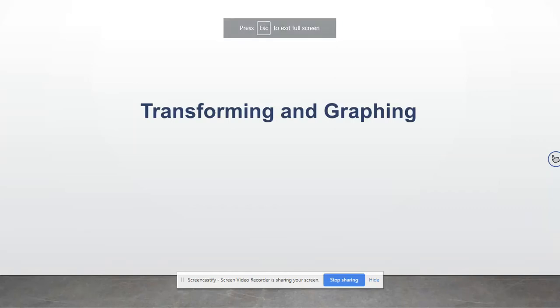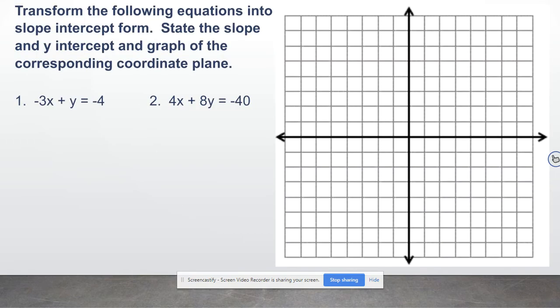Hi gang, today we're going to continue rewriting equations into slope-intercept form by transforming them and solving for y, and we're also going to graph them on the coordinate plane. So here we have two equations that have to be rewritten and then graphed. It says transform the following equations into slope-intercept form, state the slope and the y-intercept, and then graph it on the corresponding coordinate plane.